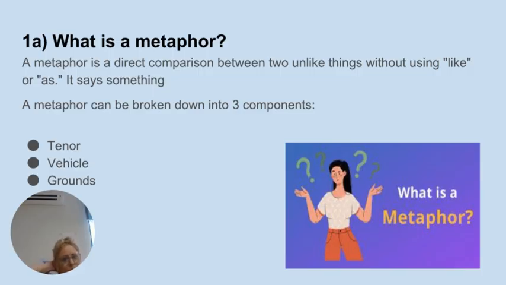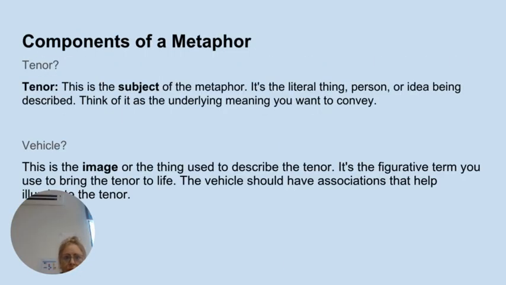So, ask the students, what is a metaphor? A metaphor is a direct comparison between two unlike things without using like or as, which we would know as a simile. A metaphor can be broken down into three components: the tenor, the vehicle, and the grounds. So what are the tenor, vehicle, and grounds? Now, usually I introduce this lesson in Year 7, but it can be used for later years as well.